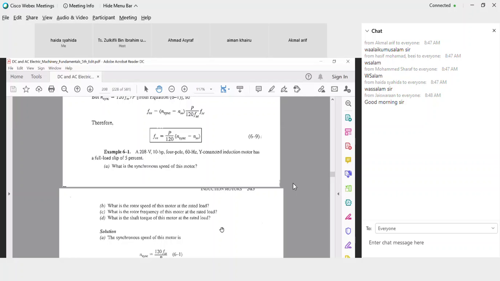Okay. A 208 volt 10 HP 4-pole 60 Hz Y-connected induction motor has a full load slip of 5%. What is the synchronous speed of this motor? So this is quite straightforward.